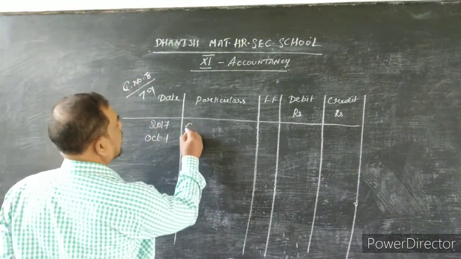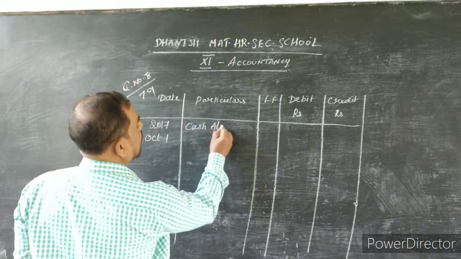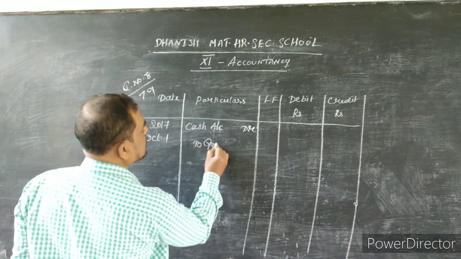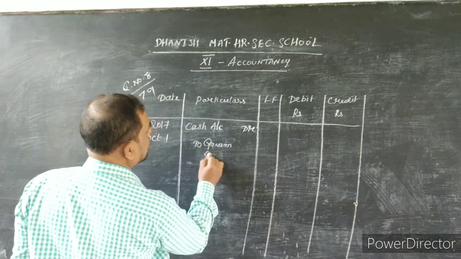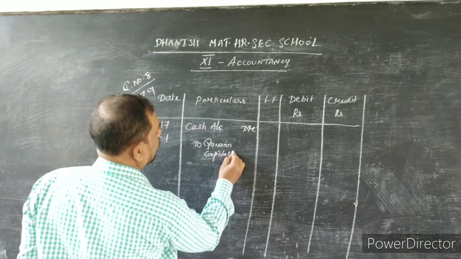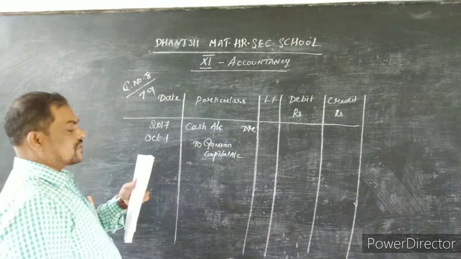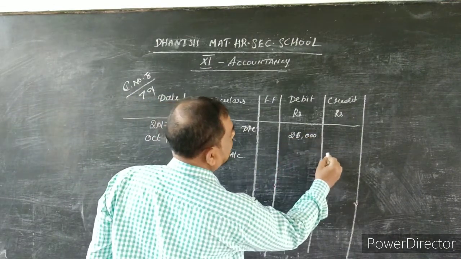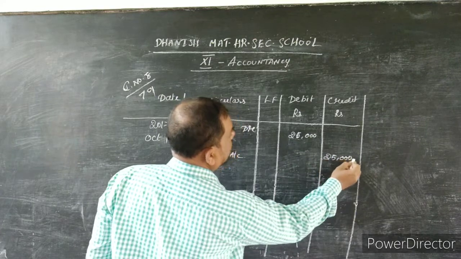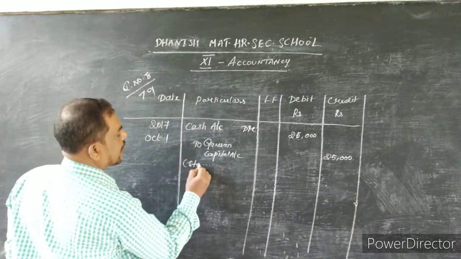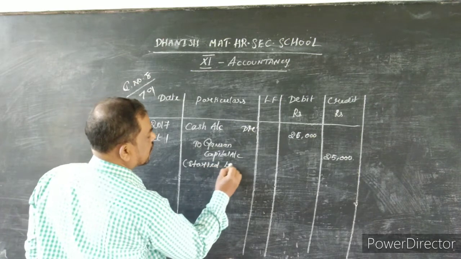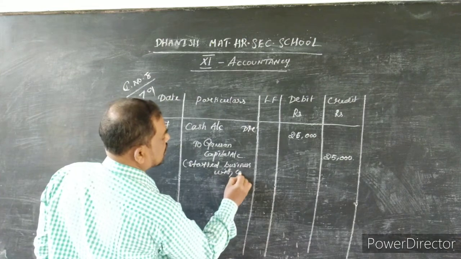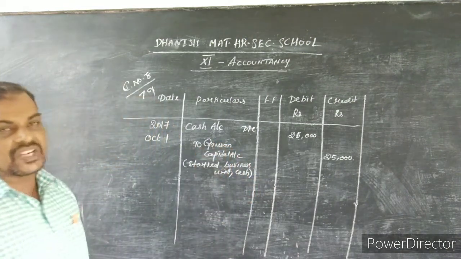So the journal entry is cash account debtor to Ganeshan's capital account. The amount is rupees debit 25,000, credit 25,000. Ganeshan started business with cash.